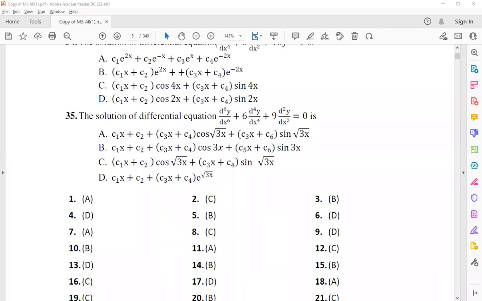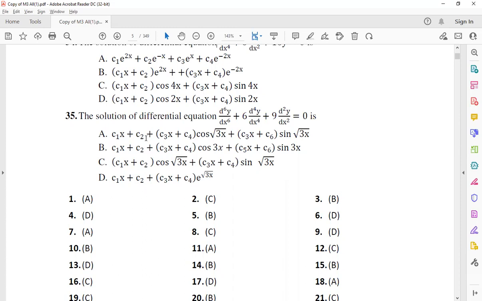How many are these in total? No. The total number of roots in this case is 1, 2, 3, 4, 5, 6. And what was the order? The order was six also, right? So we got the 6 roots. First are 0, 0 repeated twice, real. Two constants should be collected. So A is there, B is there, C is there, D is there. But here it is cos, not e raised to 0x. So C is automatically discarded.